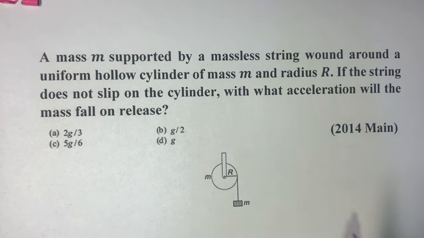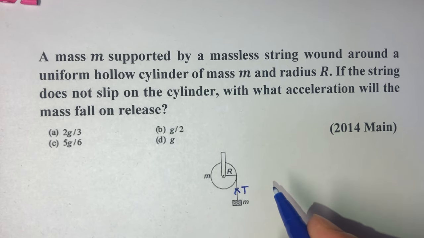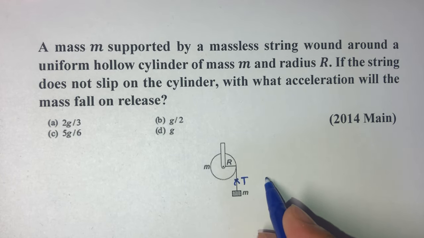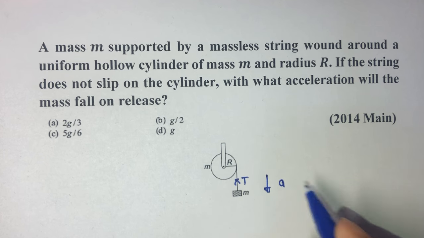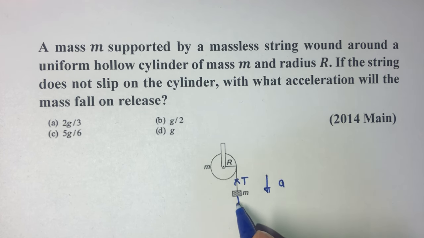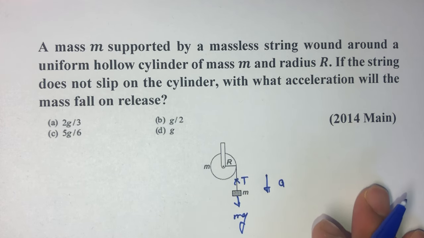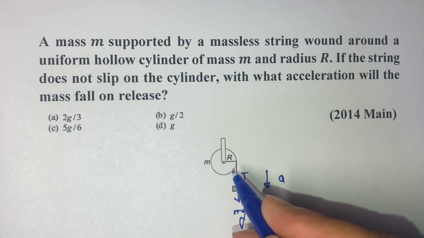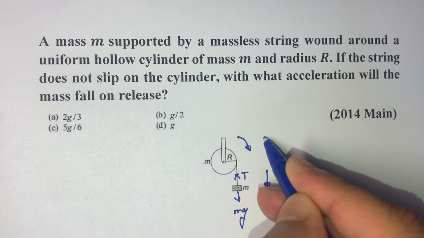In this case, let us suppose T is the tension in the string and mass m is falling in the downward direction with the acceleration of a, and we are going to have mg in the downward direction and tension will be the force acting in the upward direction, and we say that the angular acceleration of this cylinder is, let us suppose, alpha.